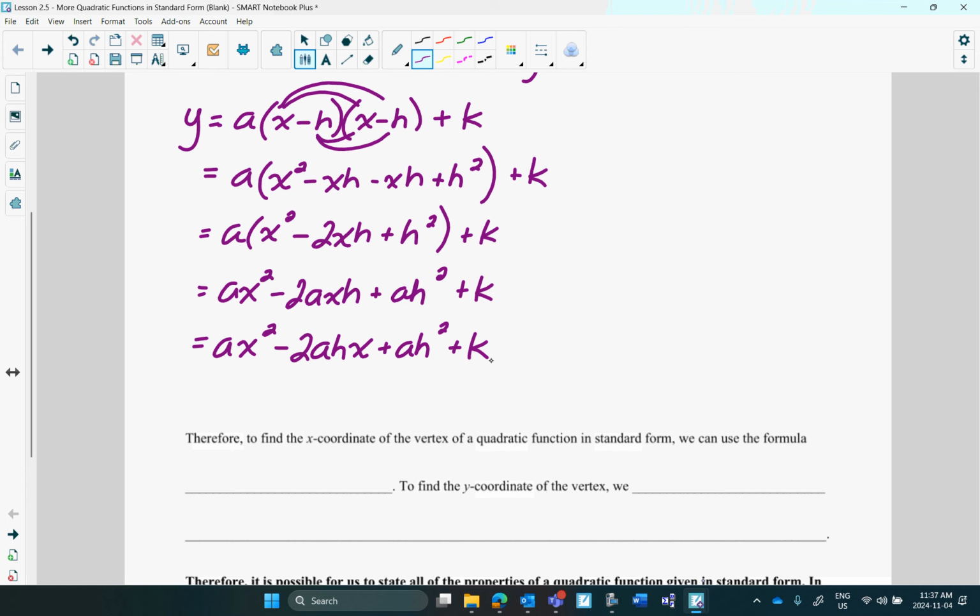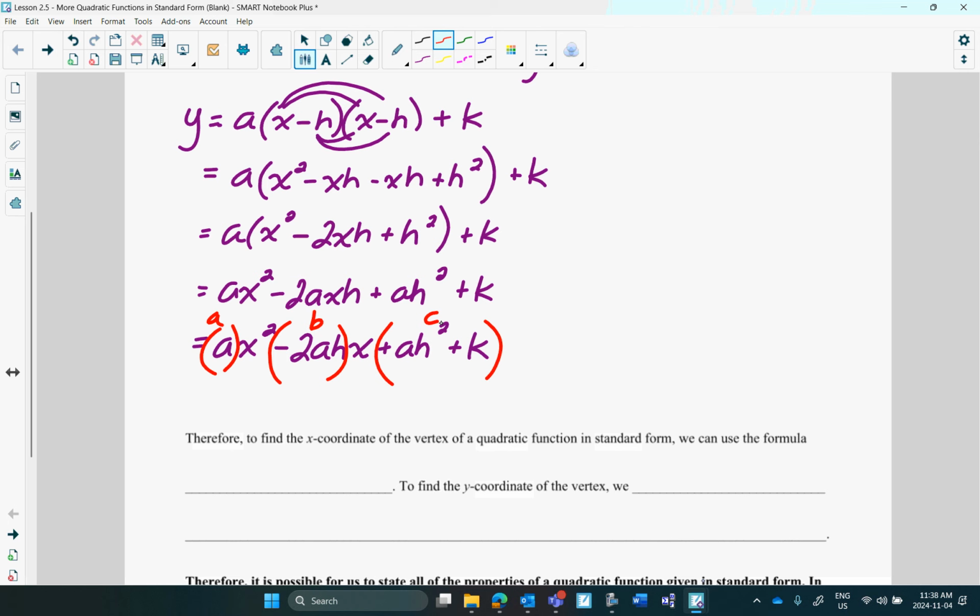Believe it or not, that's standard form. Because, remember, it's x squared, x, and then some constant, right? Well, here's x squared, so here's a. Here's b. Here's c. That's standard form. It just looks very complicated. Okay? I'm going to focus on this one.